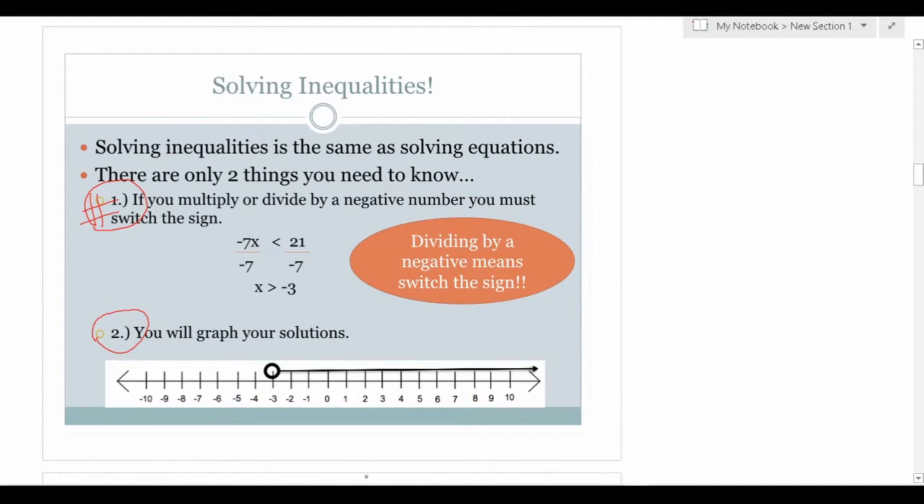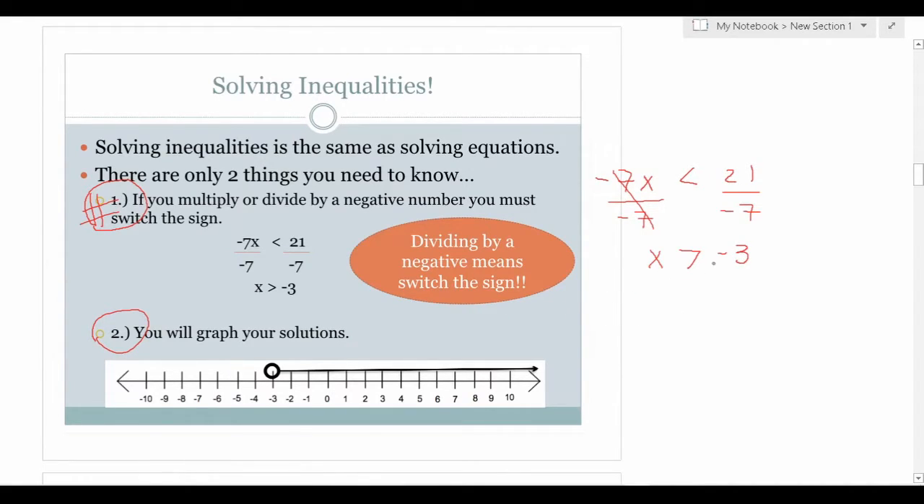In this slide, they gave us the example -7x is less than 21. Again, we're treating this just like an equation insofar as we're trying to get x by itself. So to do that, we're going to divide both sides by -7. This crosses out, leaving us with just x. That said, since we divided by a negative across the inequality sign, that's going to prompt us to change the direction of its sign. 21 divided by -7 is, of course, -3.